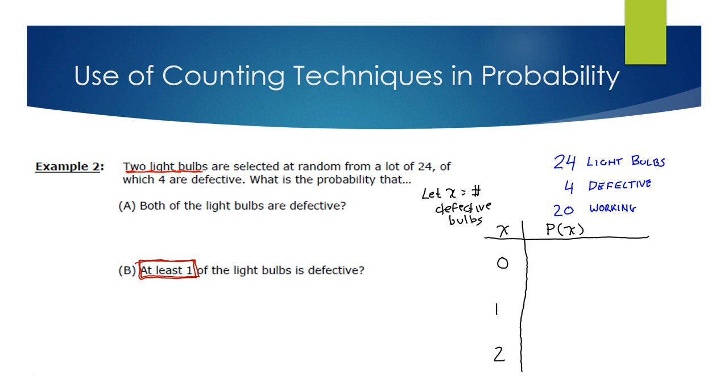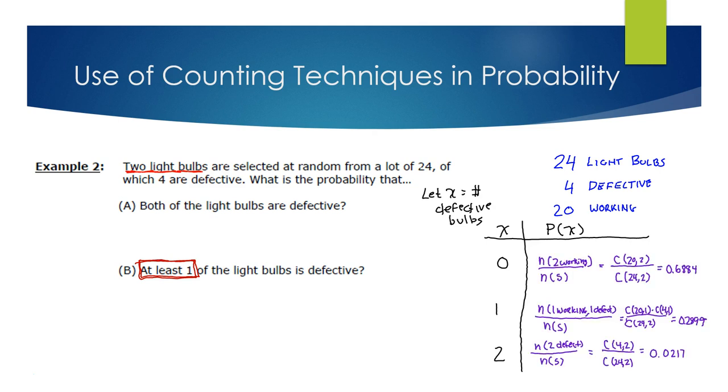I'm going to work out these probabilities. The probability that none are defective means I have basically the number of outcomes where both of them are working, over the sample space number. The sample space number is me picking 2 bulbs from a group of 24. So the combination where n is 24 and r is 2 is going to be the denominator for all of these. If I have 2 of them that are working, then I'm looking for a combination where I'm picking 2 from the 20 that are working. And that's going to give me my numerator number, and this probability ends up being 0.6884.